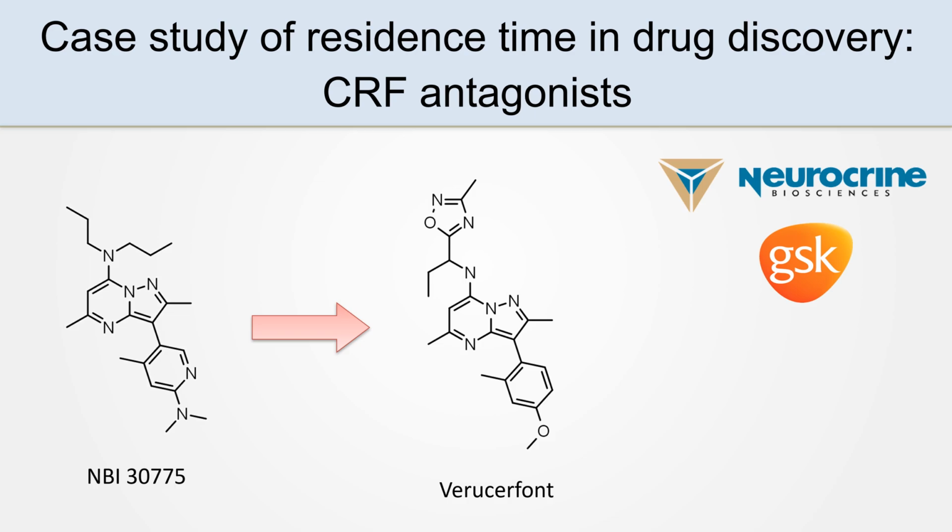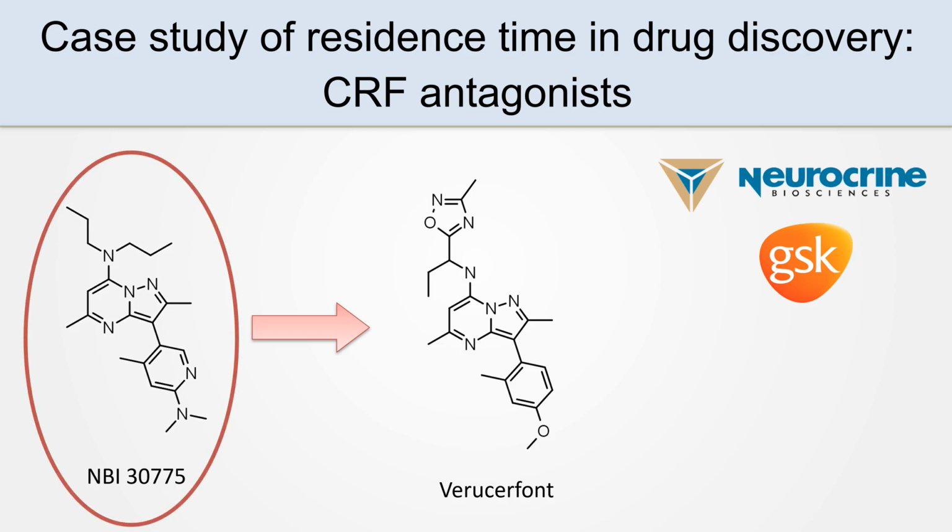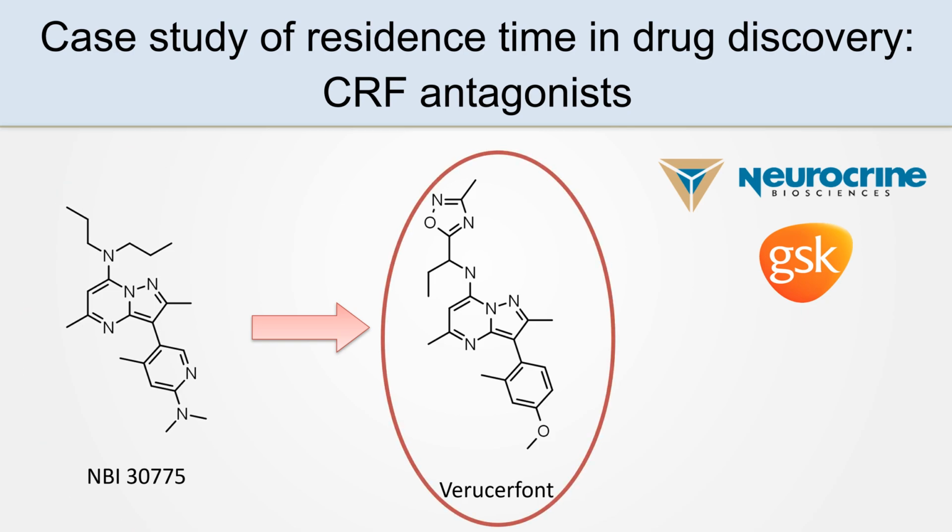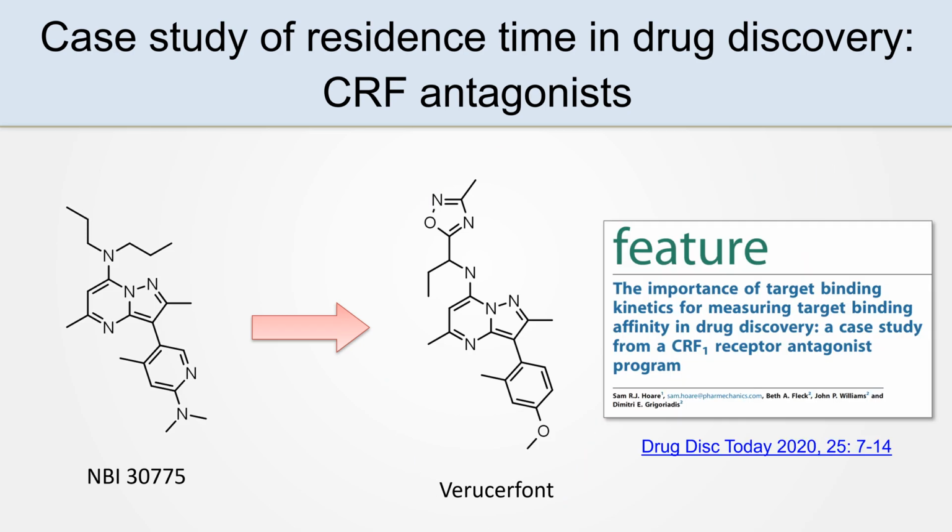Around 2003, we had advanced our first compound into the clinic, which showed efficacy in biomarker and early phase 2 studies. It was this guy on the left here, NBI 30775. Unfortunately, this compound was discontinued for tox reasons, so we were engaged in a backup campaign. What I'll show you here today is how residence time led to the development of our backup compound, verucerfont. The story of this work was recently published in this paper.